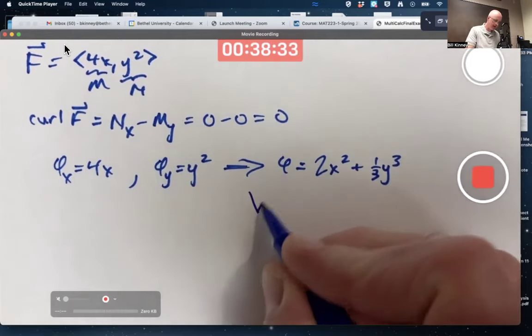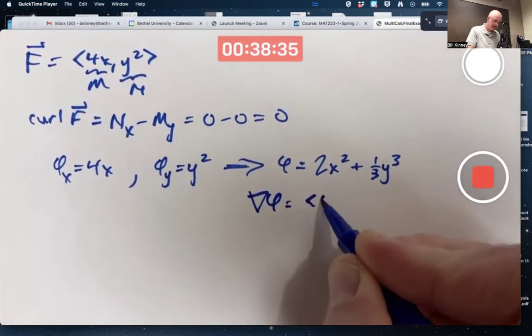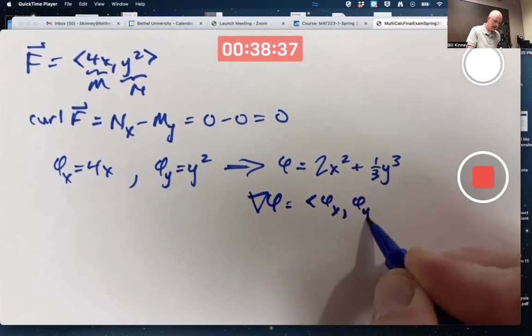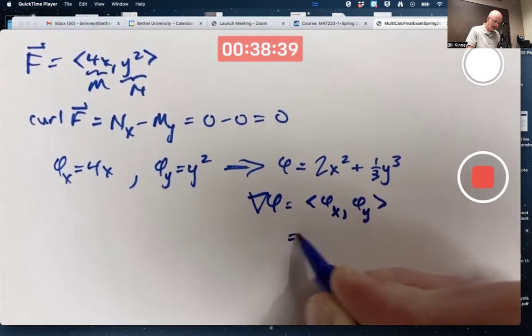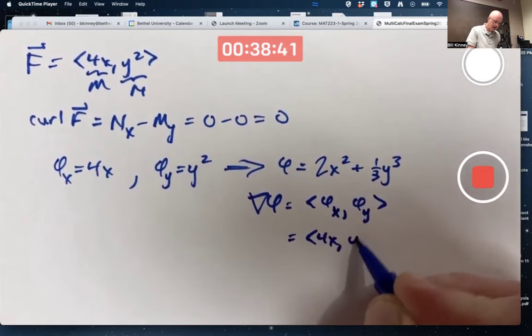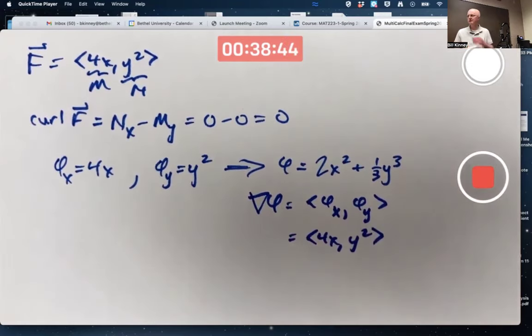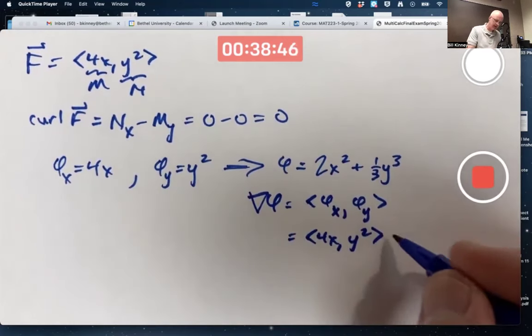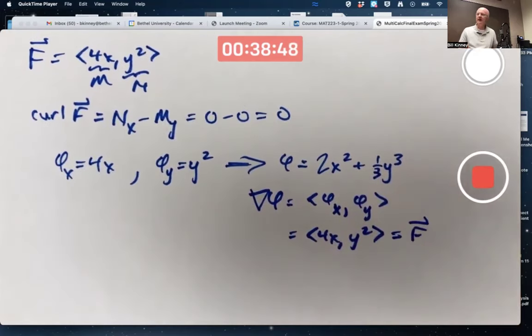The gradient of phi, if you want to check it, is 4x comma y squared just by differentiation. And that is the given vector field. So that means this vector field is conservative. That's what conservative means. It is the gradient of some function. There is a potential function.